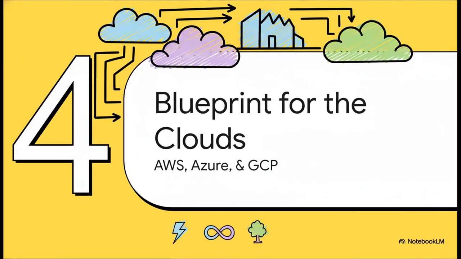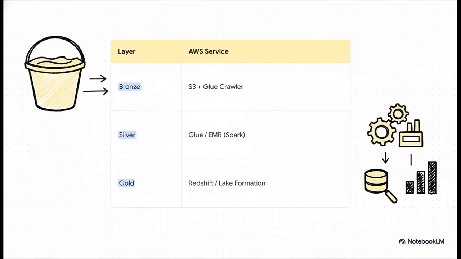Okay, so this isn't just some abstract theory. The Medallion Lakehouse is a practical, real-world blueprint that's used every single day by the biggest cloud providers out there. So let's take a quick look at what this actually looks like on AWS, Azure, and GCP. First up, on AWS. A really common setup uses S3 for that raw bronze layer storage. Then, you'll use tools like AWS Glue or Spark running on EMR to handle that transformation into the silver layer. And finally, that gold layer is often served up by a service like Amazon Redshift for super fast analytics.